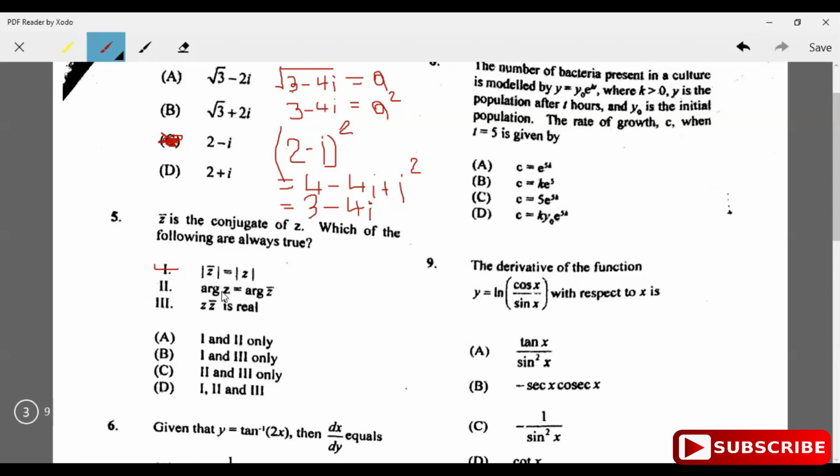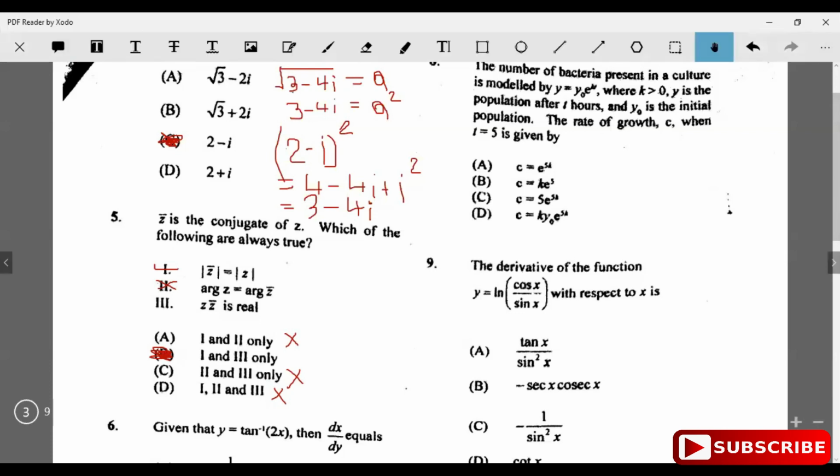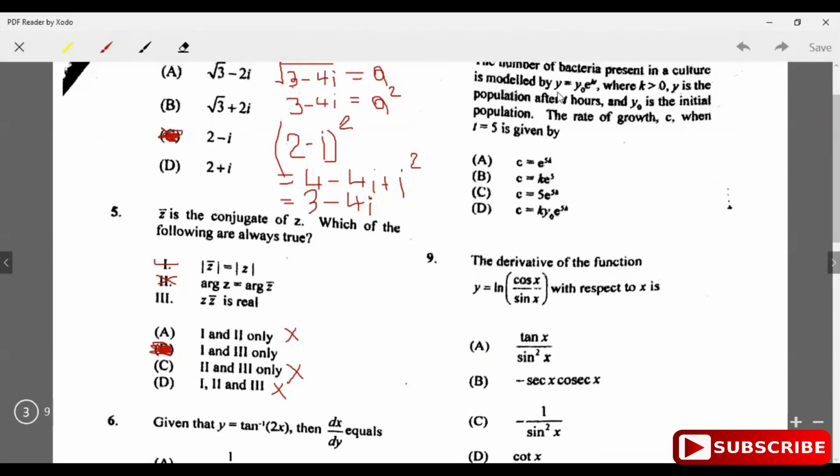Now they're saying, is the argument of z equal to the argument of z bar? No, this one is not true. And so anything with option 2 is out. How do we know that it's not true? Because the angle for the argument is never going to be in the same quadrant. And so therefore, option 2 can never be true. So the answer is B. And we move on to question 6.